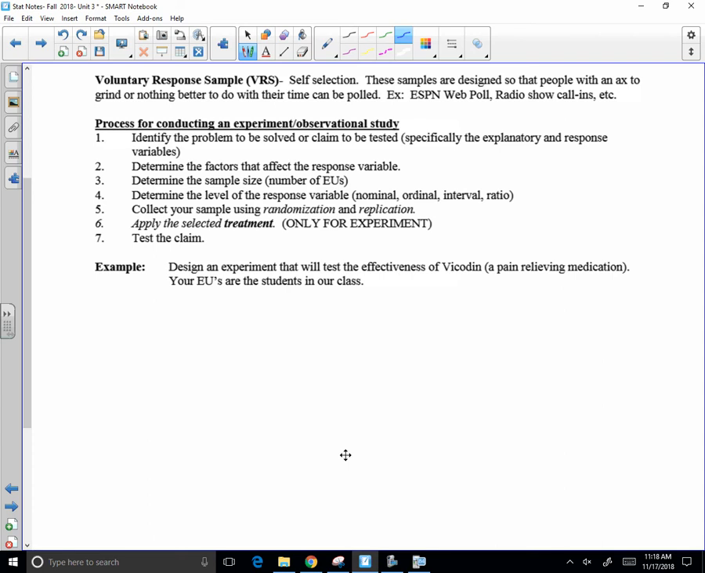Right. Now, in the case of an actual experiment, there's a defined set of procedures, very straightforward. Identify the problem, determine the factors that affect the response, determine the sample size. That's something that's particular to a scenario or situation. So if you're conducting a study, you would need to determine the sample size. On a test, I would have to tell you the sample size because you can't read my mind, at least not yet. Determine the level of response: nominal, ordinal, interval, or ratio. Collect your sample using randomization and replication.